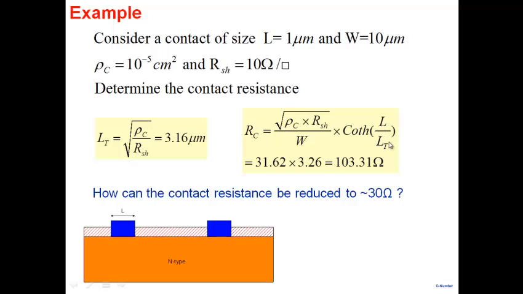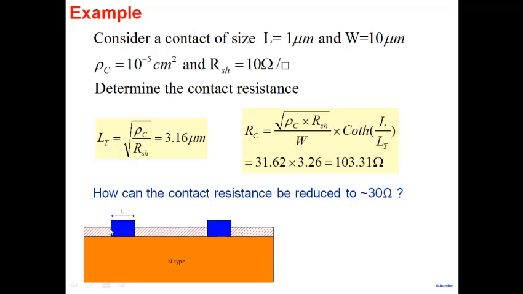So, see, that's why LT is important here. LT is the length. It's a constant for a particular contact, rho C by RSH here, which is 3.16. So how much should I make L? L should be roughly at least 3 times the transfer length, LT. So 3 times LT, which means 3 times here. So maybe I should make it 10 micron. I should make my contact 10 micron.